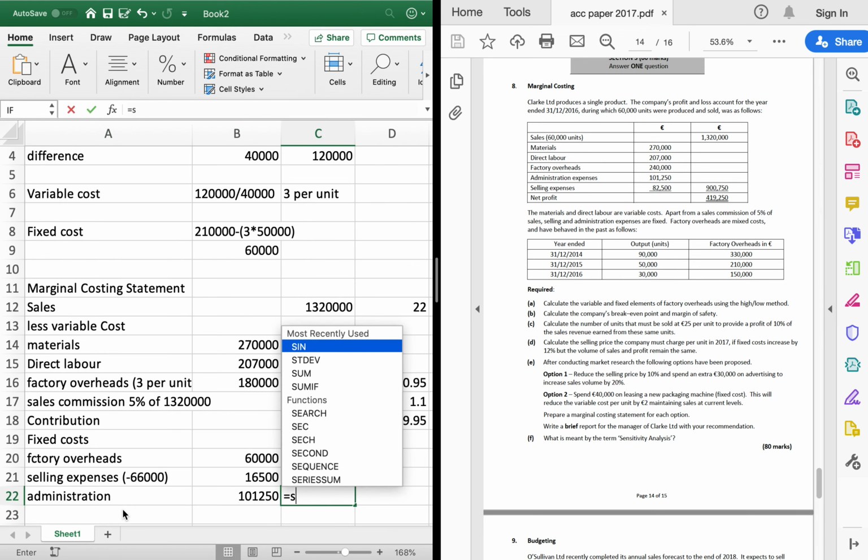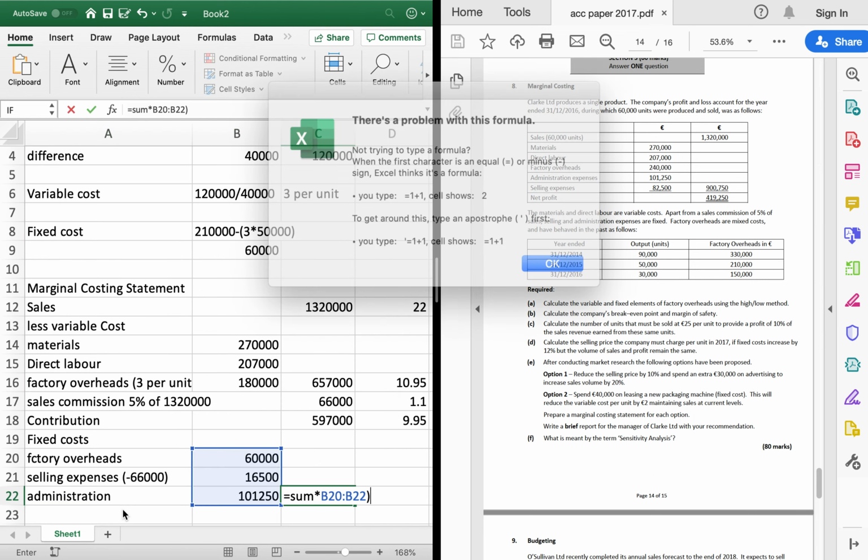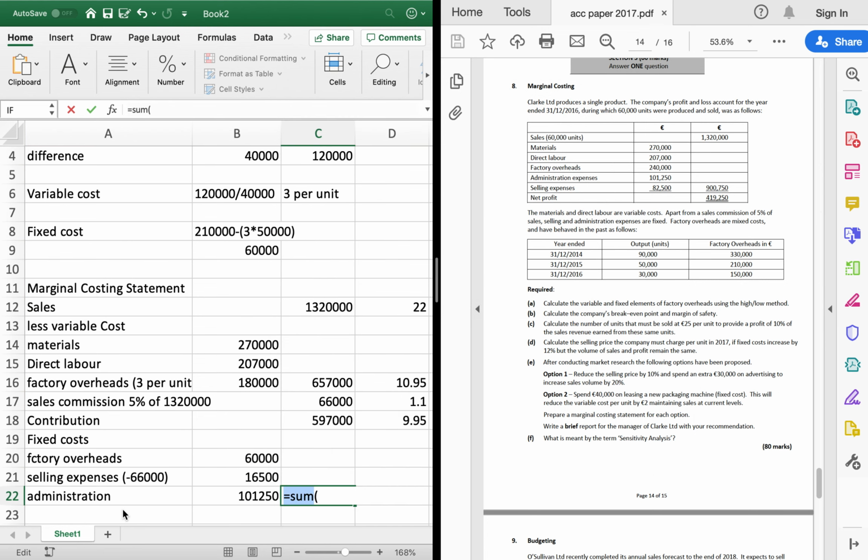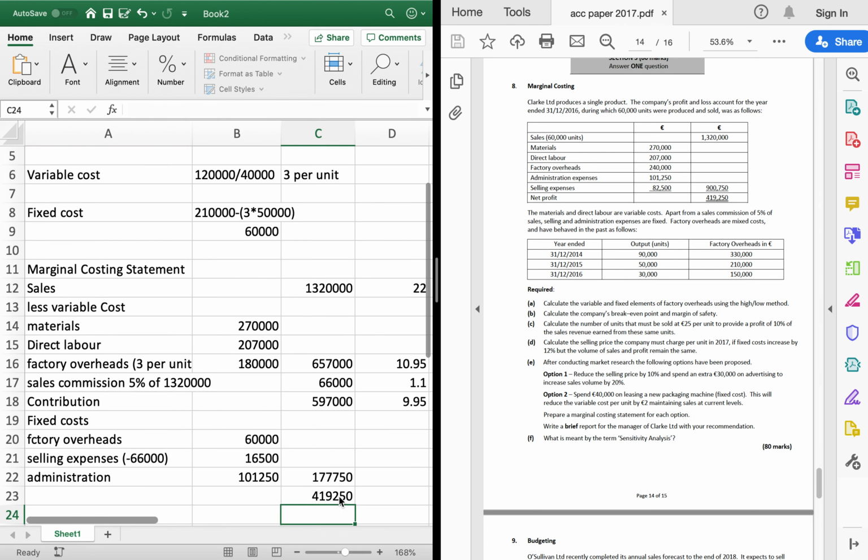Now you will know you've done this correctly when you add these together and take them away, you get 419,250, which is the same answer as you get there. So the net profit is 419,250. The important numbers, that one, that one, that one, and that one going forward.